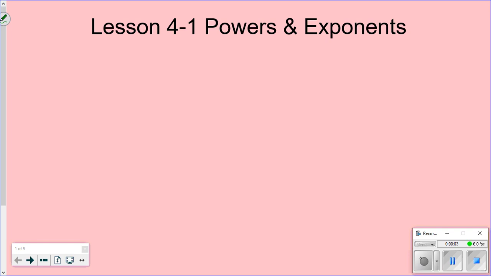This chapter is all about really, really big numbers and all about really, really small numbers. So today we're going to start simple. We're just going to talk about powers and exponents. This is lesson 4.1, powers and exponents.